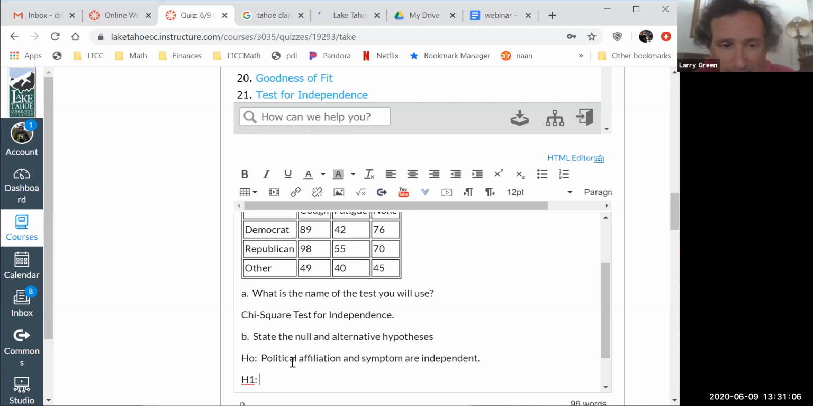H1. Okay, what word must be in H1? Yeah, dependent. So I like to copy and paste, which makes life a lot easier, and then just adjust what I need to. Political affiliation and symptom are dependent.